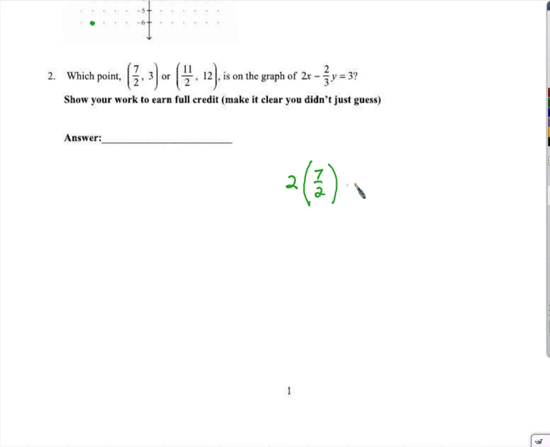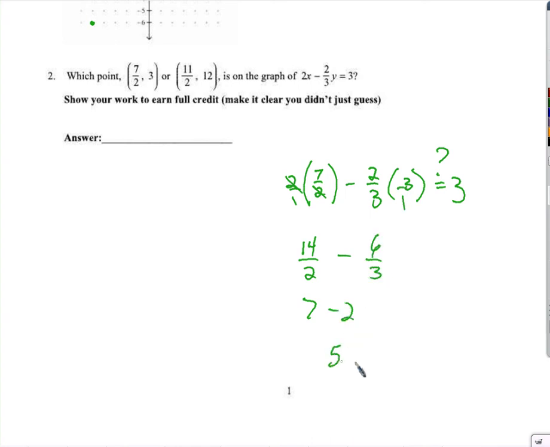Okay, so let's try 2 times 7 halves, right? I plug that in for x, minus 2 over 3 times 3, plug that in for y. Does that equal 3? That's the question. If you want, just multiply straight across and then simplify, right? And then start to notice every time I do that, like every time I do 14 over 2, that 2 just got multiplied by the 7. Why don't I just cancel the 2 to start with? Whatever. It's all the same. 6 over 3, that's 2, that's 5. That is not equal to 3. That is not a solution. That's not a point on the graph.